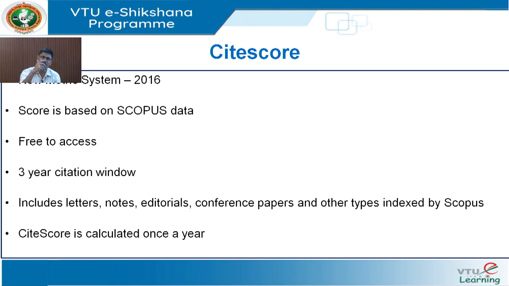In the journal selection session, if you go to the Scopus site, you can know the CiteScore of each journal without having a subscription. The difference from the impact factor is that the impact factor takes 2-year data, while here it takes 3 years of citation data. Okay, 1 year expanded, and it also includes letters, notes, editorials, conference papers, and others indexed by Scopus. Okay, and the CiteScore is also calculated every year, and it will change every year based on the number of citations the journal receives.